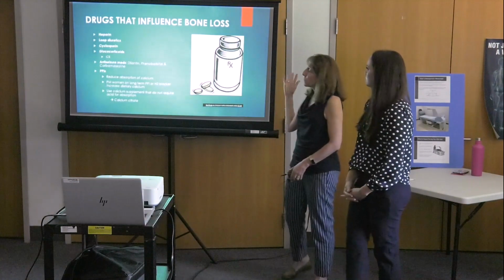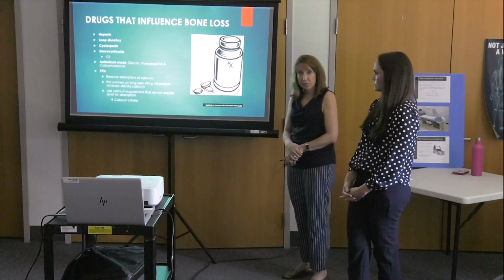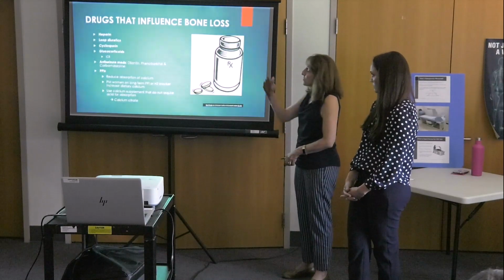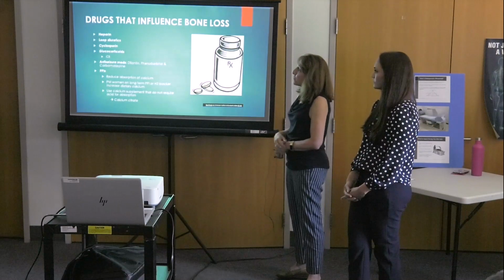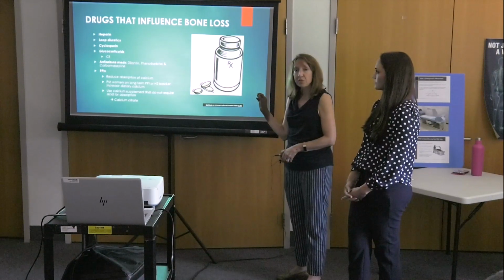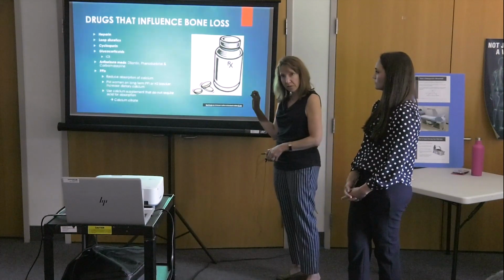So there are many drugs that can affect bone loss. Some common ones are listed here. This is not comprehensive. But heparin is a common blood thinner used mostly in the hospitals and a little bit in the outpatient setting.